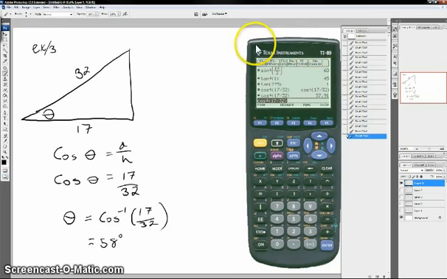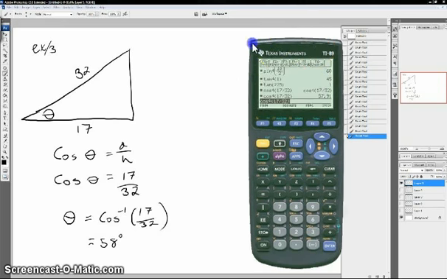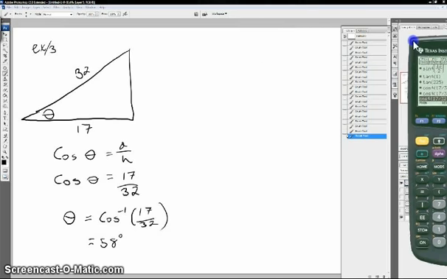Alright, those are each an example of the types of problems that you'll have on the homework tonight, which is on page 309, and it's problems 15 through 33 odd. If you have questions about the homework, come and see me after school in the lower school science lab.